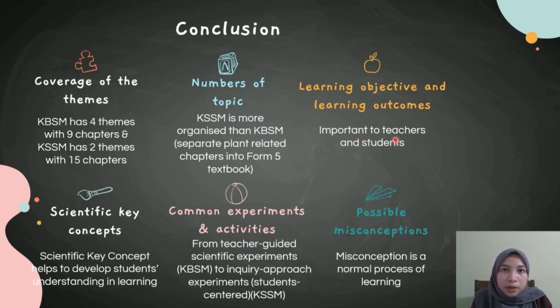Even though the terms are different, KSSM has better focus because it is specific to what the learner will be able to do, since KSSM biology focuses on the mastery of knowledge, skills, and values that are appropriate to the student's development. And the scientific key concept helps to develop students' understanding in learning. This promotes self-directed learning with the keywords, online sources of the content, and biology facts.